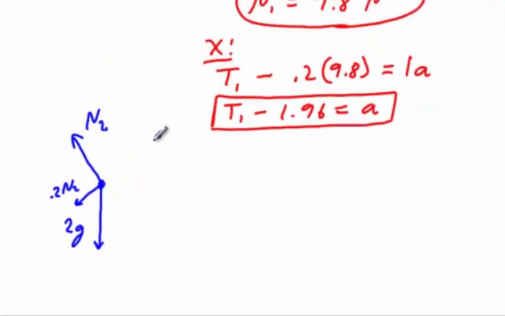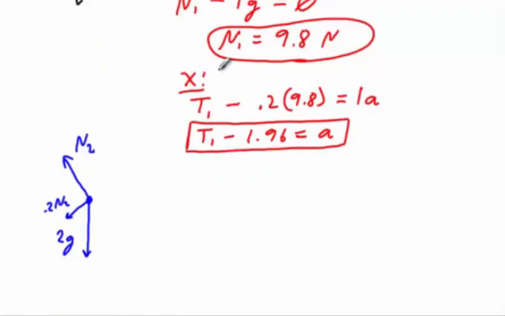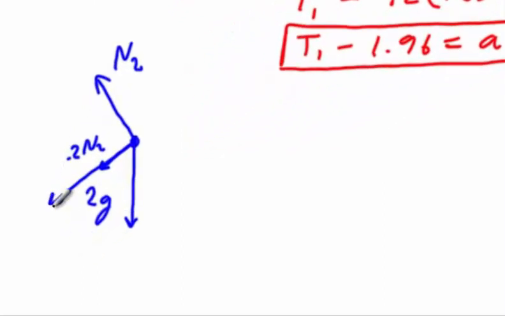Finally, this object is attached to 2 strings, each one of which pulls. String number 1 provides tension 1 pointed down the ramp, and string number 2 provides tension 2 pointed up the ramp. Adding those to our free body diagram, it gets a little bit crowded, but we'll be fine. Tension 1 down and to the left, tension 2 up and to the right.